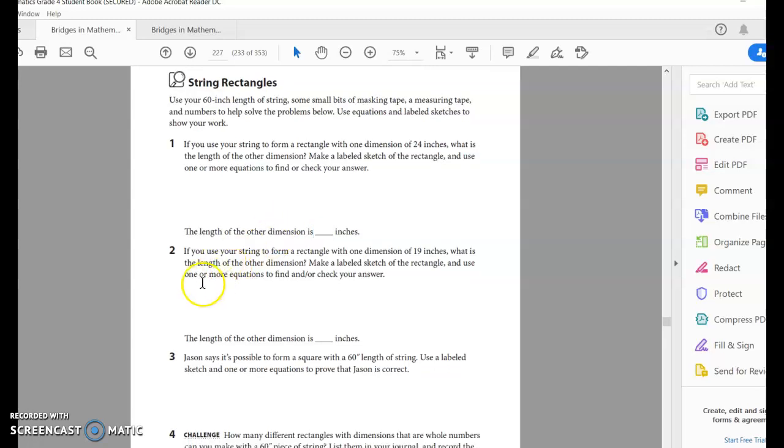For number 2, same thing. This time you're going to draw a rectangle with one of the dimensions being 19 inches. And you have to draw and figure out the other dimension if our perimeter is still 60.